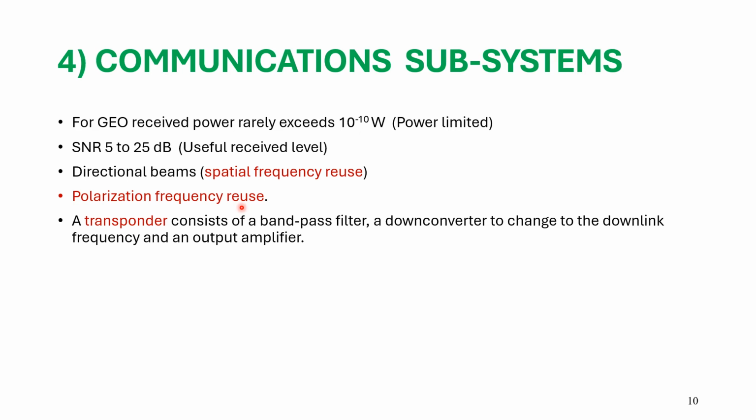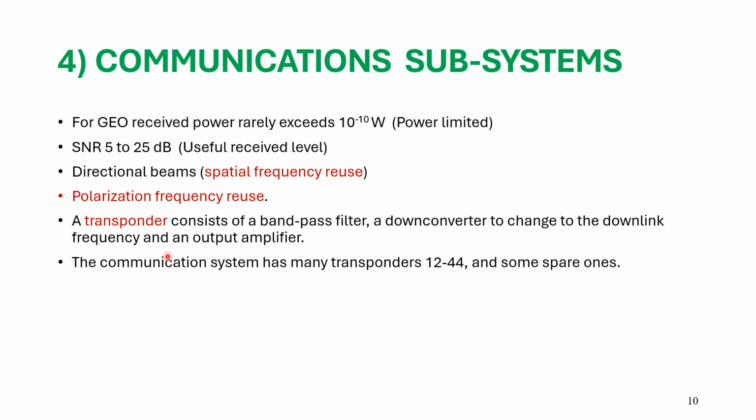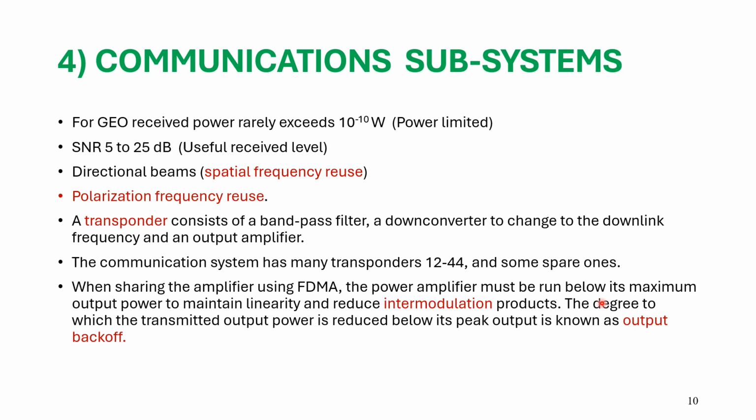We can now define a transponder that consists of a bandpass filter, a down converter to change the downlink frequency, and an output amplifier. So a transponder just changes the frequency and sends, not like a transceiver where we receive the data fully and send again. The communication system has many transponders, usually 12 to 44, and some spare ones. Of course, we have to keep some spare ones. Again, these numbers are just examples to give you an order of magnitude, but with technology they change.